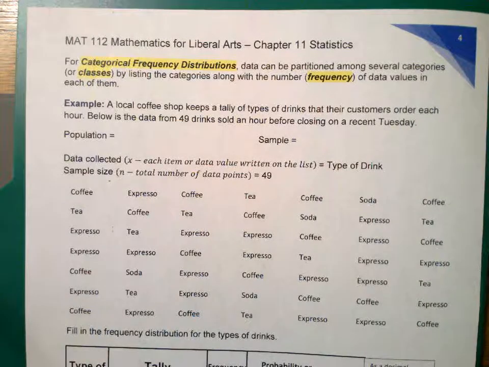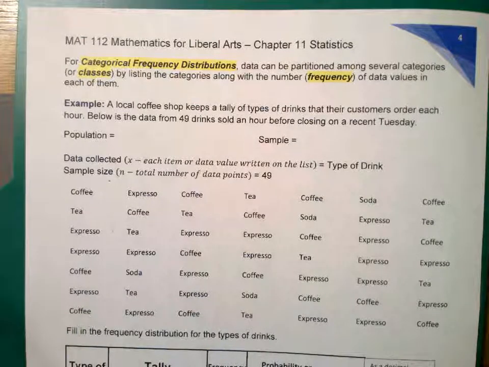All right, it's page 4 of section 1 in chapter 11. We talked about two types of frequency distributions, grouped and categorical. We're going to do a categorical example on this page. The data can be partitioned among several categories or classes by listing the categories along with the number or frequency of the data values.